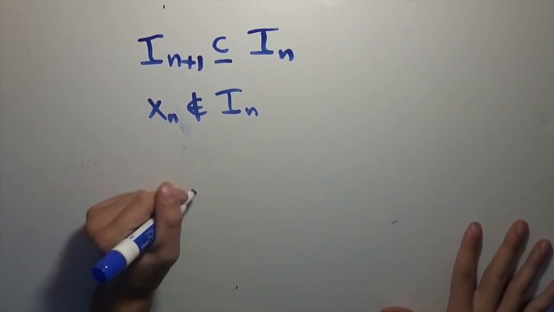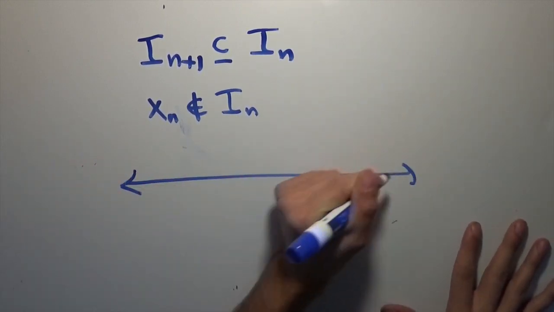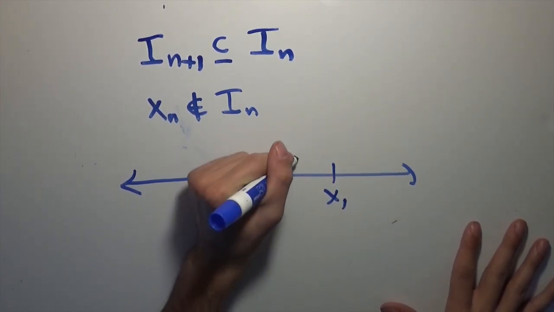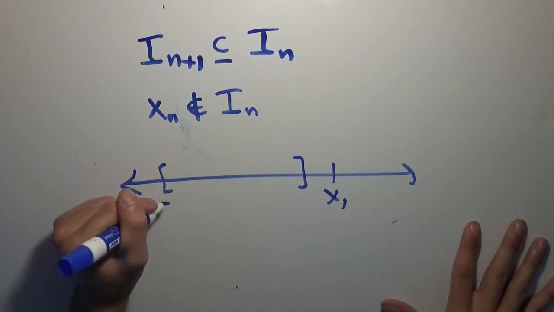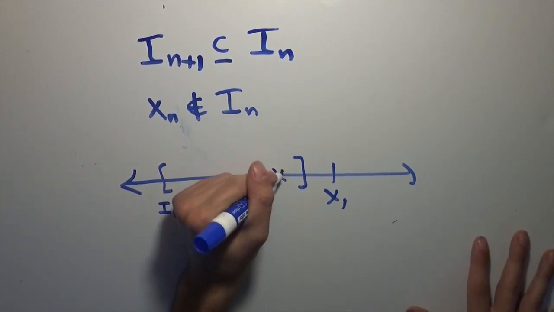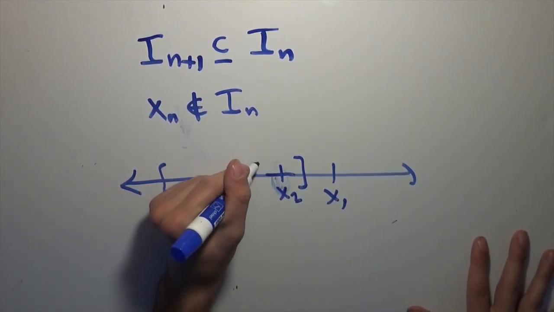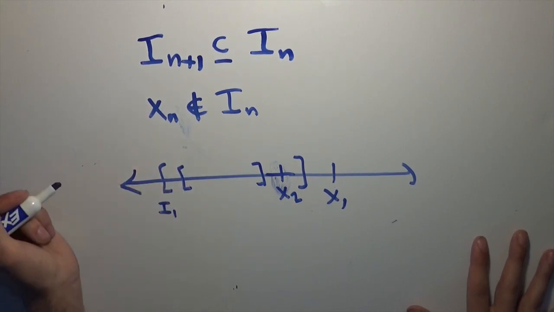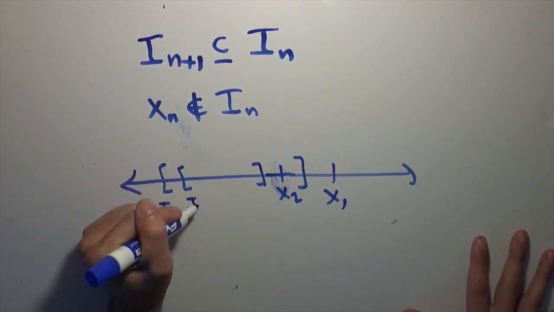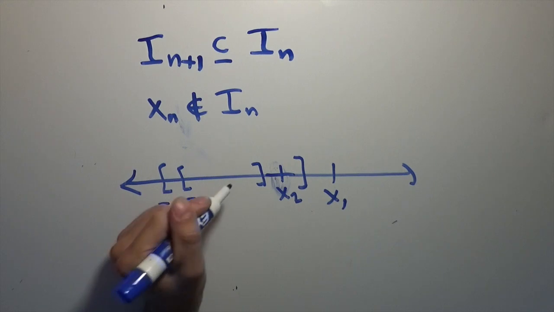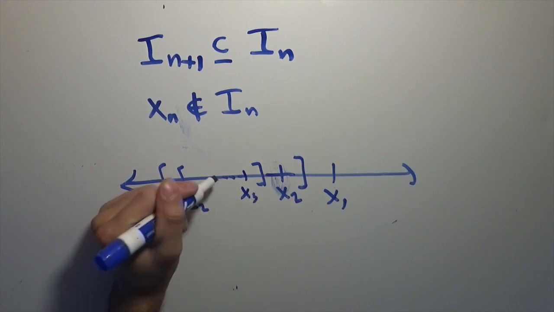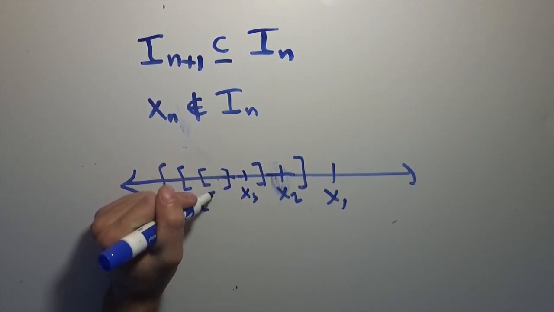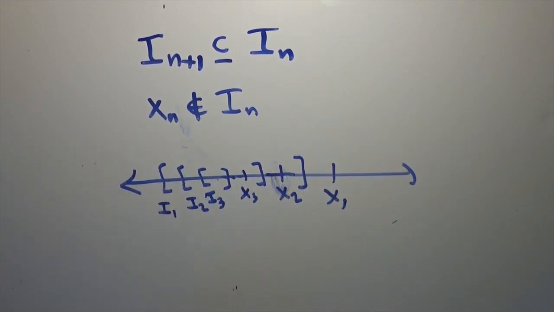So it's essentially going to be like this. We have the real number line. Here's x1. Here is I1, this interval right here. Maybe this is x2. And then I2 is going to be inside of I1 and doesn't contain x2. And we're just going to move into the middle, right? We're just going down forever. So then there's x3 inside there, and then I3 doesn't contain x3, right? It just goes in forever, like that.